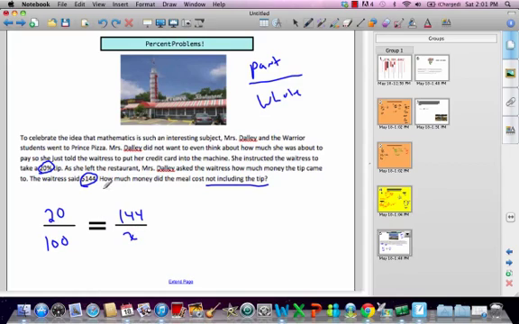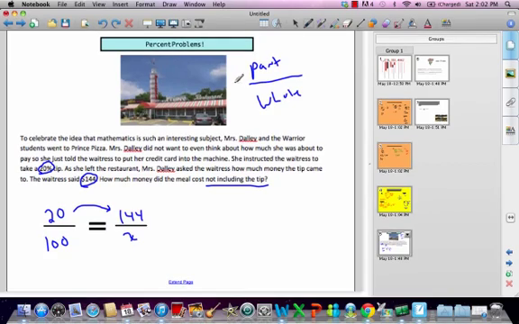And you can go about this two ways. You could ask yourself, well, what did I multiply 20 by to get to 144? Or you could do what we call cross multiplying. I'll cross multiply on this one, and then I'll do it the other way with finding equivalent fractions on the next problem. So to cross multiply, I would do 100 times 144.